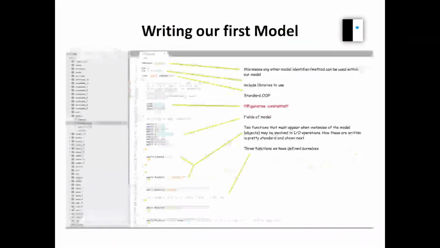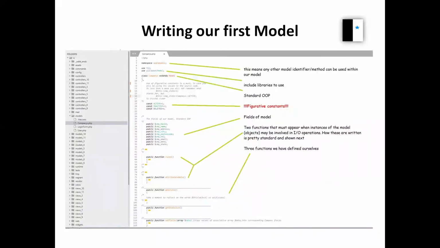Having gained some confidence, we can proceed to write our first model. And here we see a typical layout for writing models. You start by declaring your namespace and any libraries you are going to use. And then you declare the model itself. It says class CompanyX extends Model, standard object-oriented programming there. Then you must declare any figurative constants that will be used by the model. And this is a formalism that you must adopt, the usage of figurative constants. It will pay handsomely in the future. It will make maintenance of your application much easier.